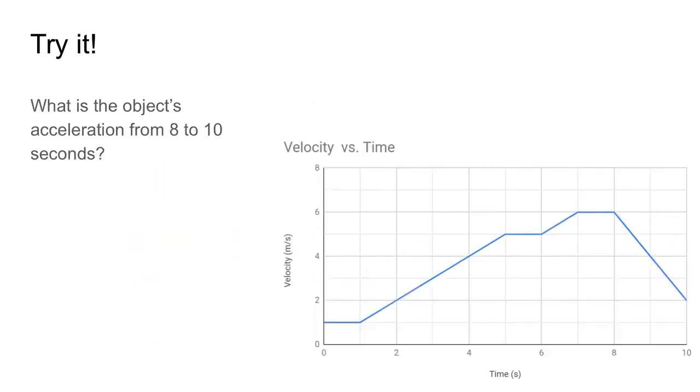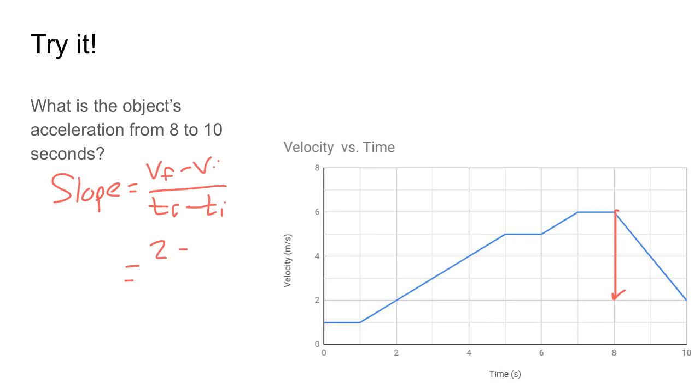And so our last one here is what is the object's acceleration from 8 to 10 seconds. And we're going to go with slope. Since it's a velocity versus time graph, we're going to go slope is our acceleration, velocity final minus velocity initial, and we have time final minus time initial. And so we have from 8 seconds to 10, I'm going to start with our velocity. I'm going down from 6 to 2. So I'm ending up at 2, that's my final velocity. 2 minus 6 meters per second.